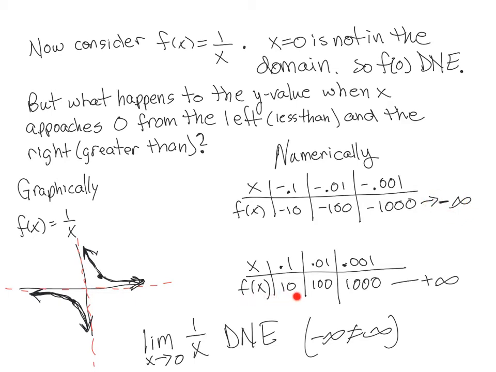But when I approach from the plus side, see how these positive values are getting closer and closer to 0. As I keep plugging numbers smaller and smaller in, I'm going to go to positive infinity. But negative infinity doesn't equal positive infinity, so the limit does not exist. Remember, the definition of the limit existing is that the left and the right-hand limits are equal to each other.